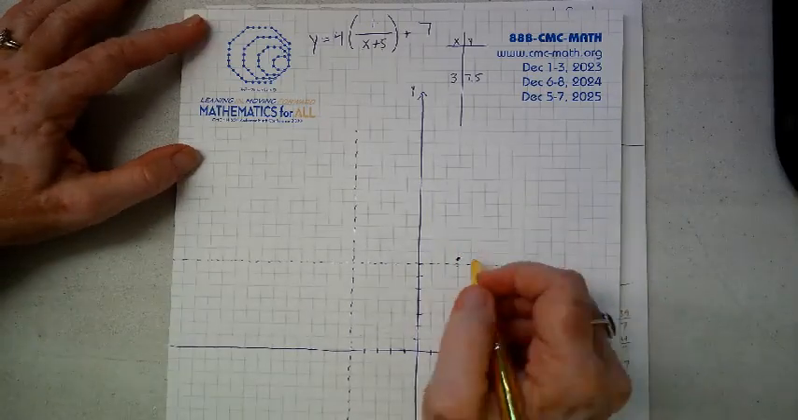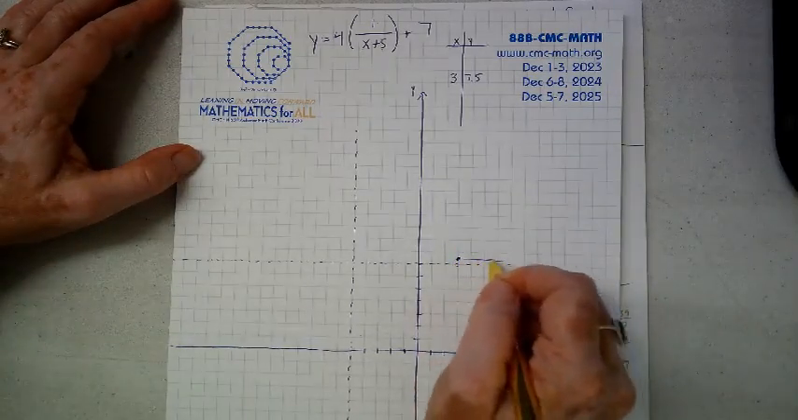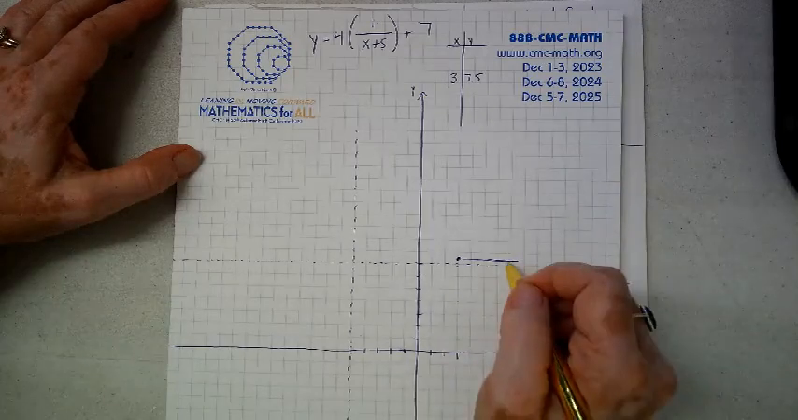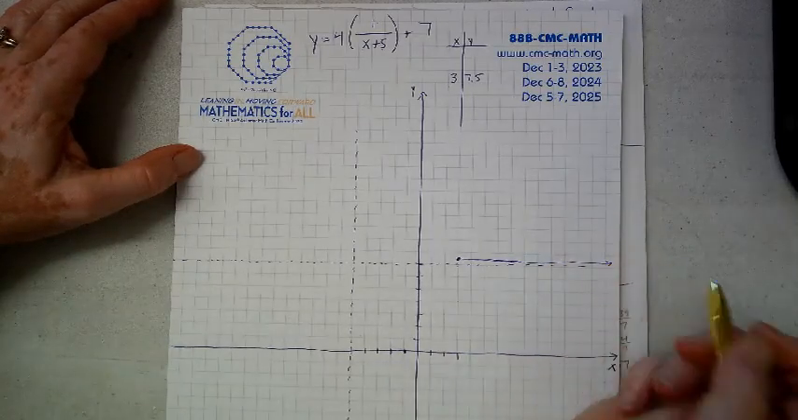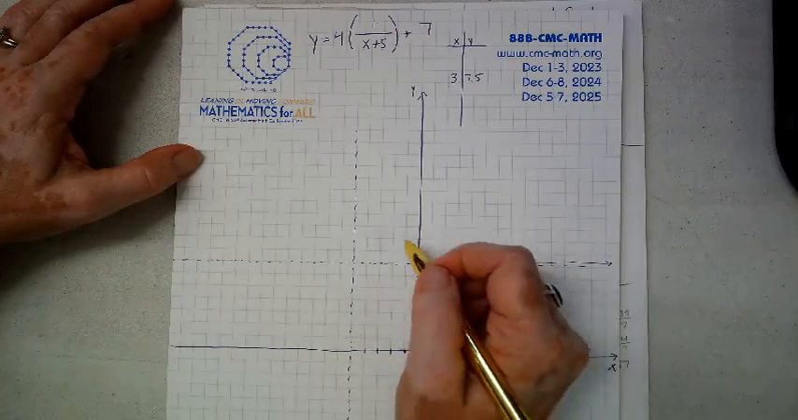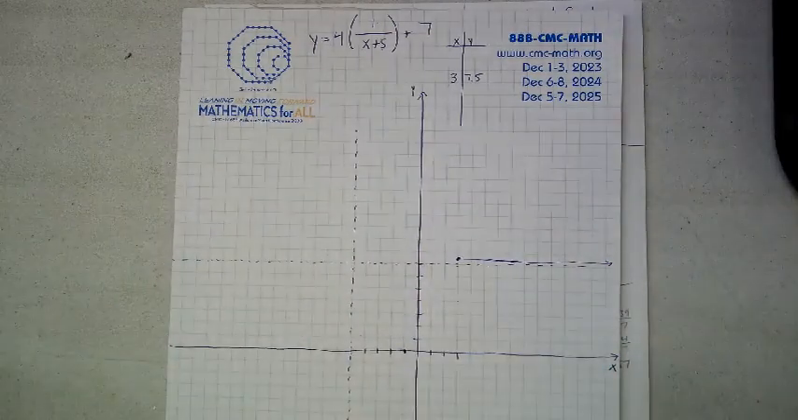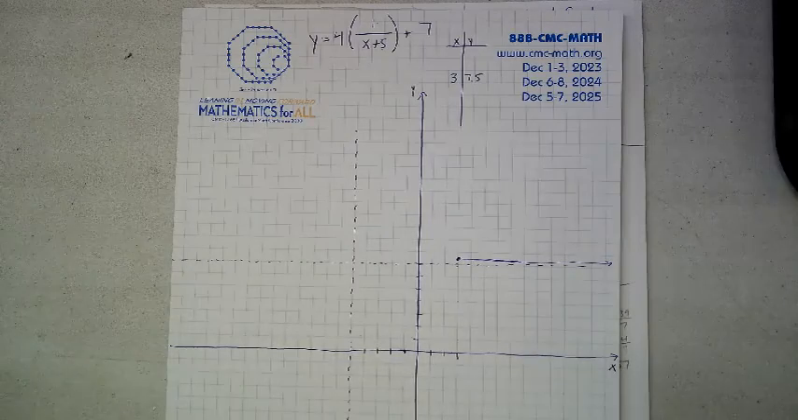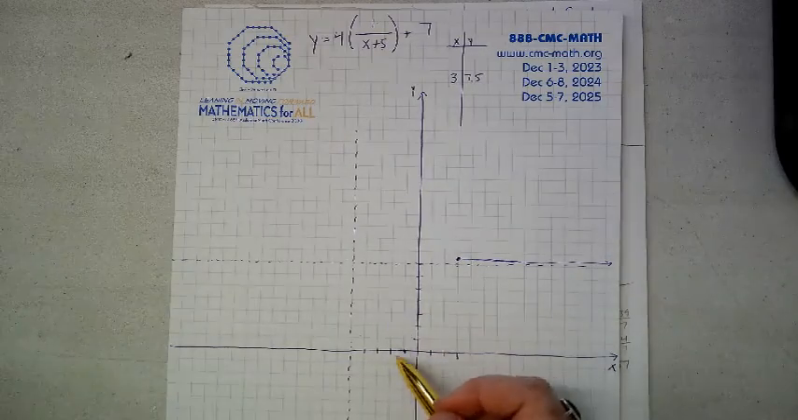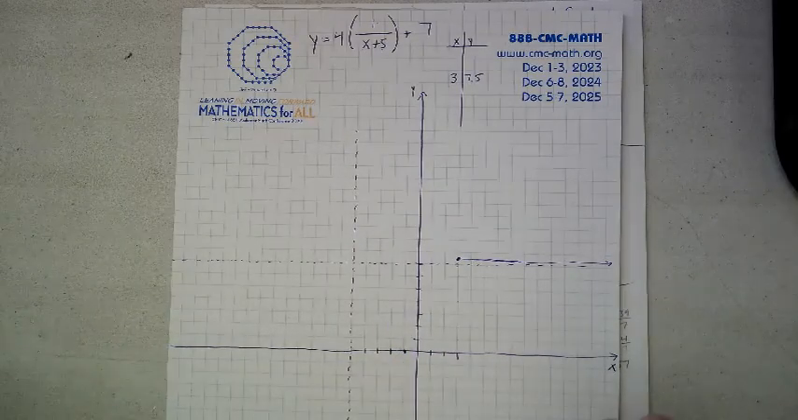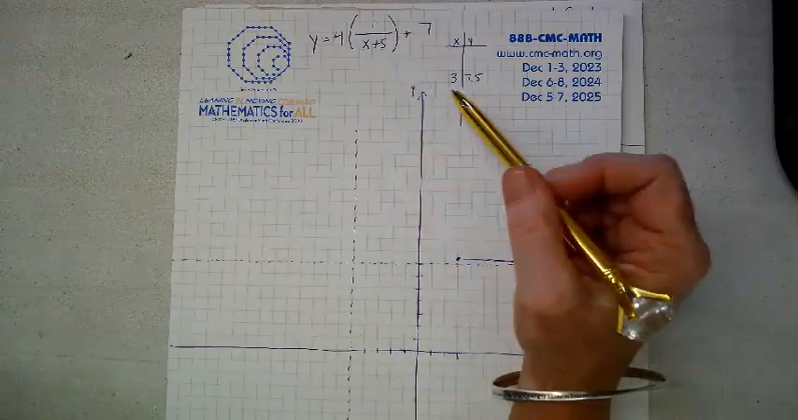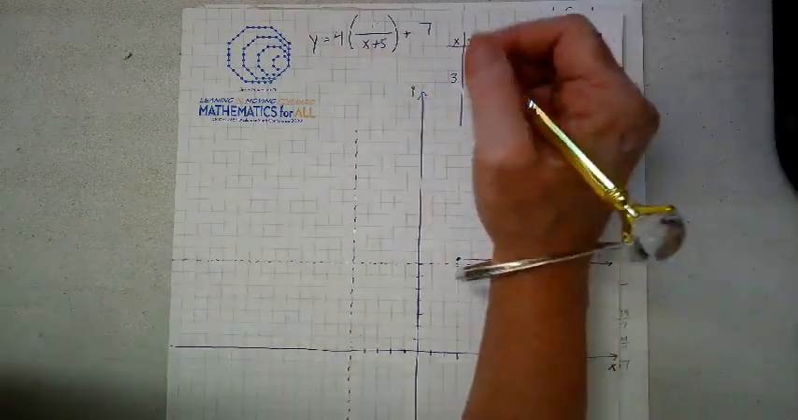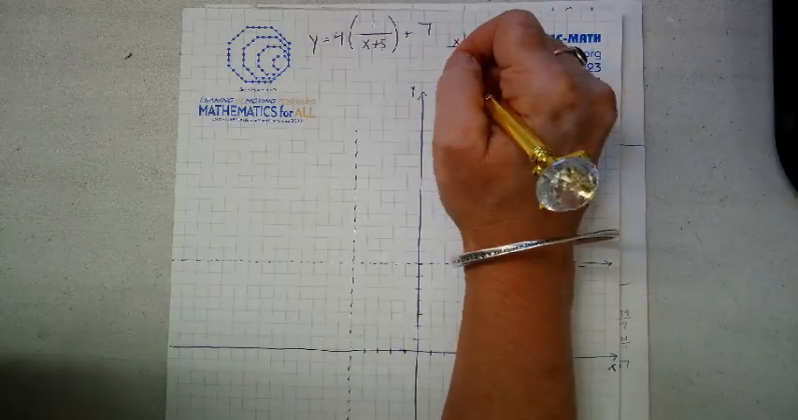So I think the graph is going to go out like this. I should make my dotted line. It's going to just go off like that. And it's going to go up here. So maybe I need to pick something a little closer. How about -3? Because I'm going to try -3.